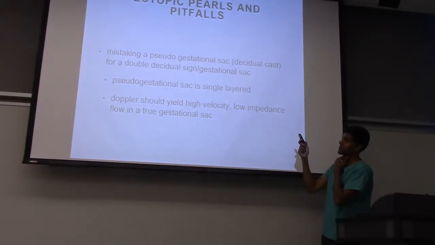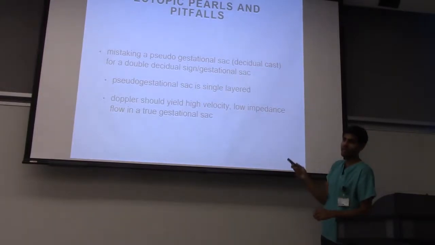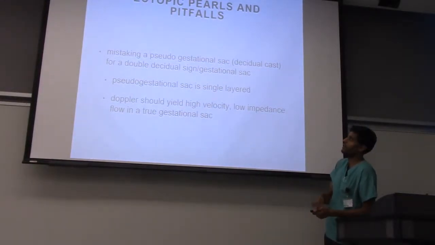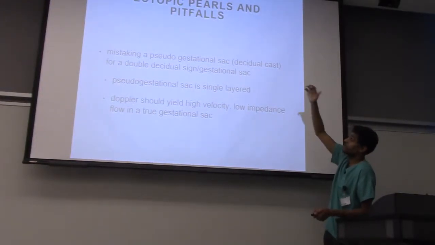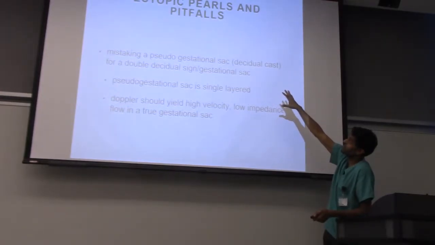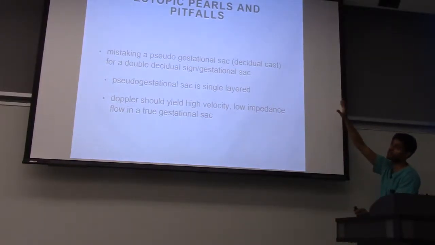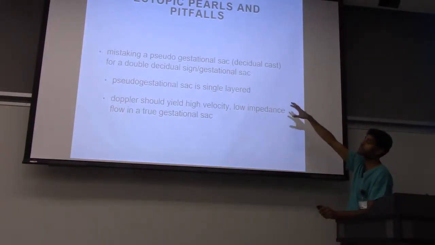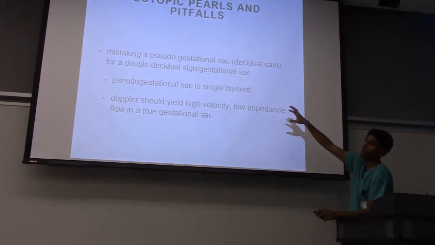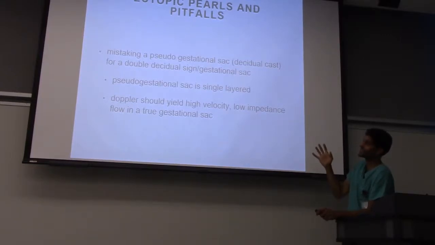So you just need to be very careful when looking through things and very careful when identifying something as a gestational sac. So mistaking a pseudo-gestational sac, which is a decidual cast, for a double decidual sign or a true gestational sac. If you have an ectopic, it can create a fluid pocket and the appearance of a gestational sac inside the uterus. And that's called a pseudo-gestational sac. And it's really tricky because it looks like a gestational sac and it looks like it's inside the uterus. But it is different in that it is single layered, and this I think can be difficult to identify.